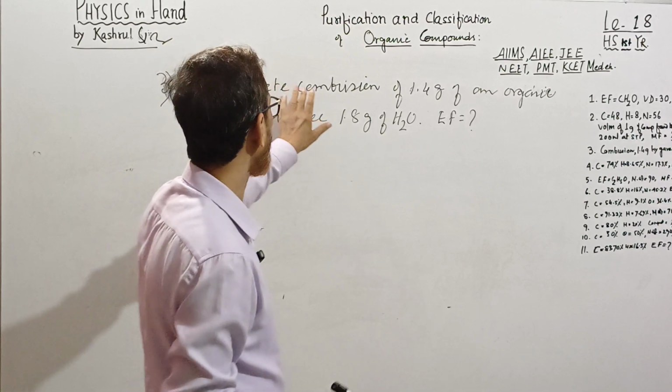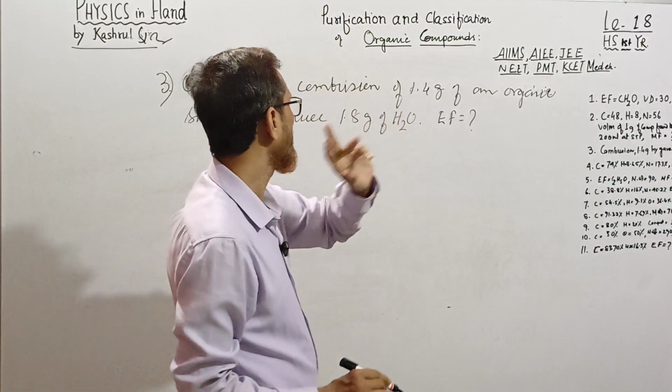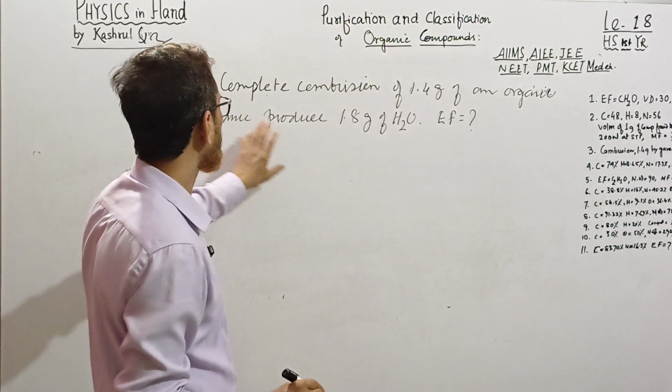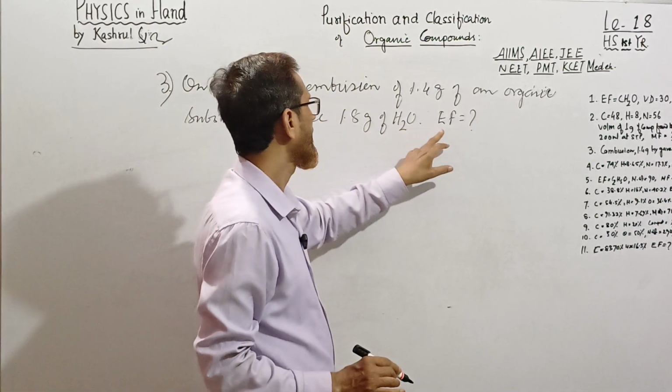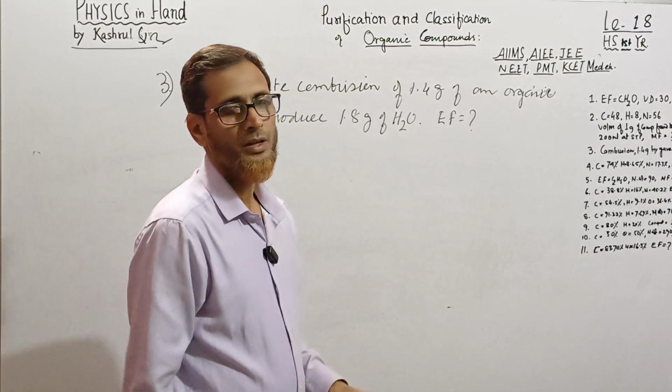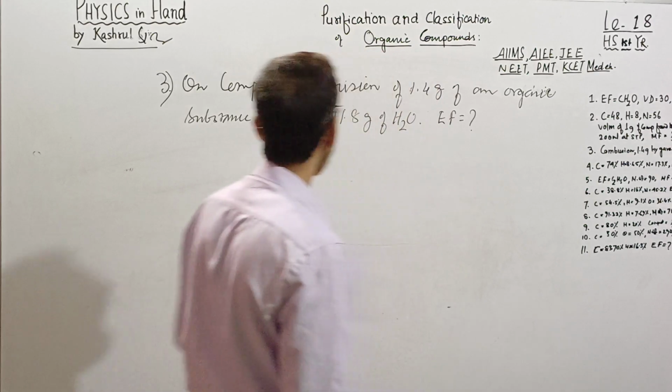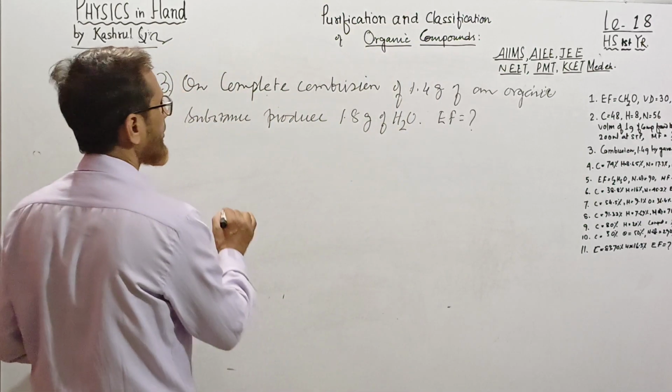Incomplete combustion of 1.4 gram of an organic substance produces 1.8 gram of water. What is the empirical formula of this compound?